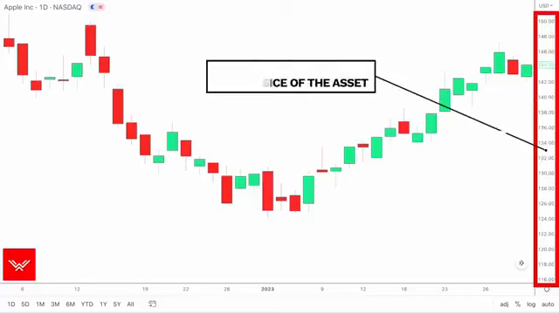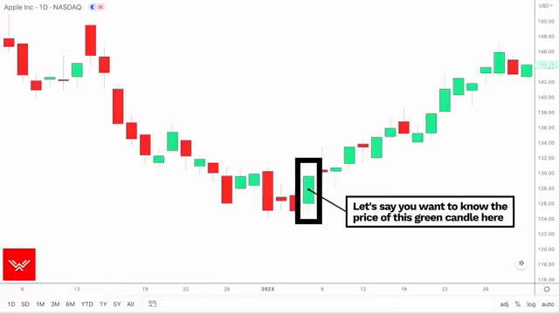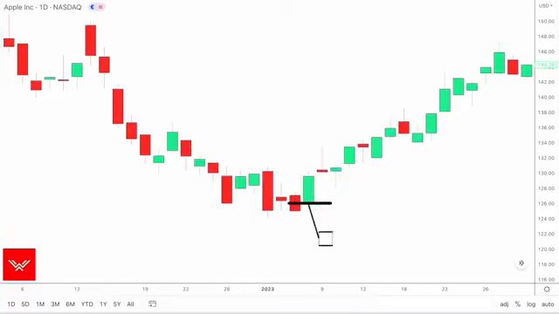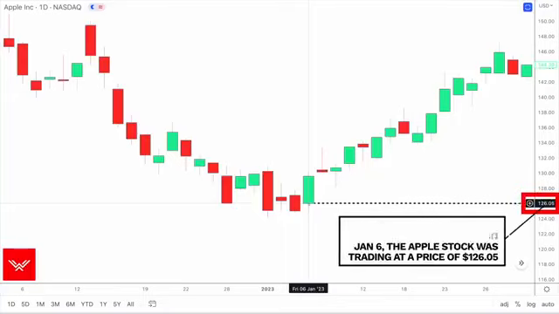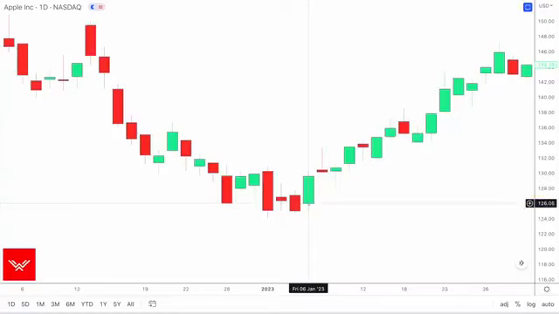Now this bar to the right tells you the price of the asset. Let's say you want to know the price of this green candle here. Remember, green candlesticks open below at the bottom of the rectangle here and close above at the top of the rectangle here. So if you want to know the opening price, place your mouse at the bottom of the rectangle and notice how the dotted lines connect the candle to the scale on the right, and it shows $126.05, which means when the market opened on January 6th, the Apple stock was trading at $126.05.